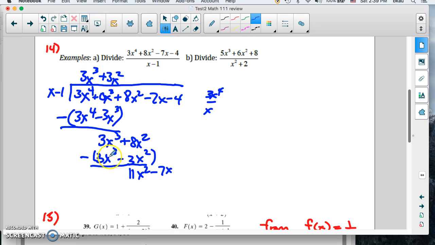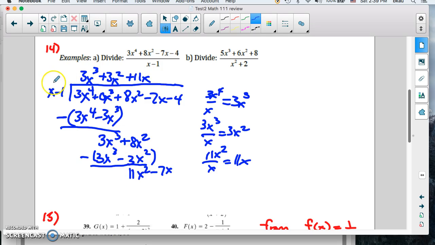We would then divide x into 11x to the 2nd. So we had 3x to the 3rd divided by x. Okay, and then we have 11x squared divided by x. So that's 11x. So we multiply here, so that's 11x squared minus 11x. We subtract, changes to positive. So it'd be positive 11 minus 7, that's going to be 4x.